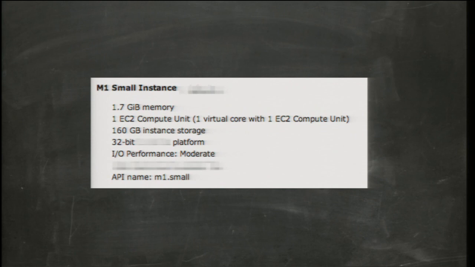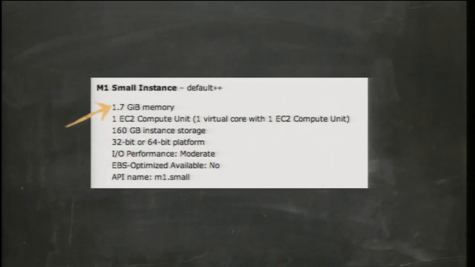But things change. What used to be a page with some amount of information now gives you a lot more information. The default up here already suggests that there's more instance types than just an M1 small. We tell you how much memory you have. Each instance essentially gives you this kind of information. We tell you the computational power.